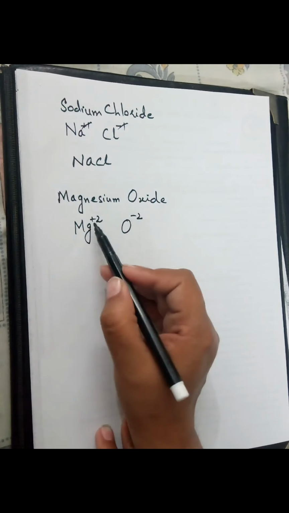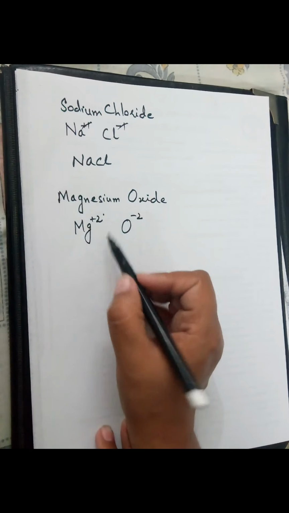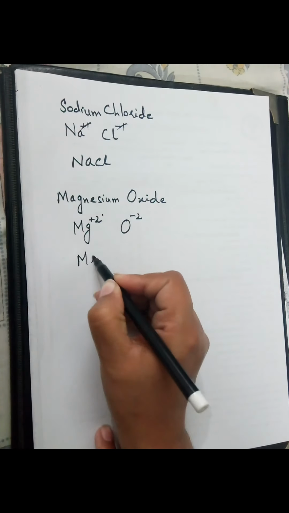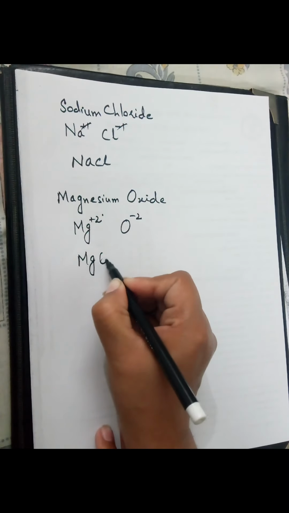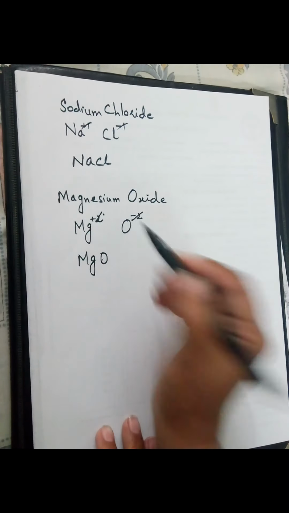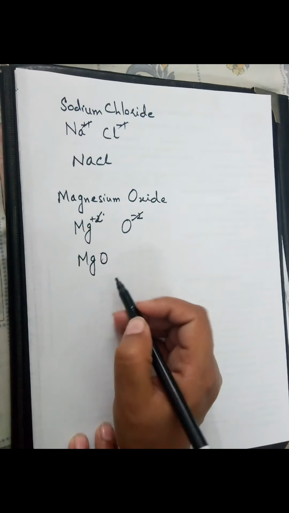Again look at the charges, magnesium positive 2 and oxygen negative 2. Both the charges are balanced already. So the formula is MgO. Simply they will cut. Magnesium oxide, the formula is MgO.